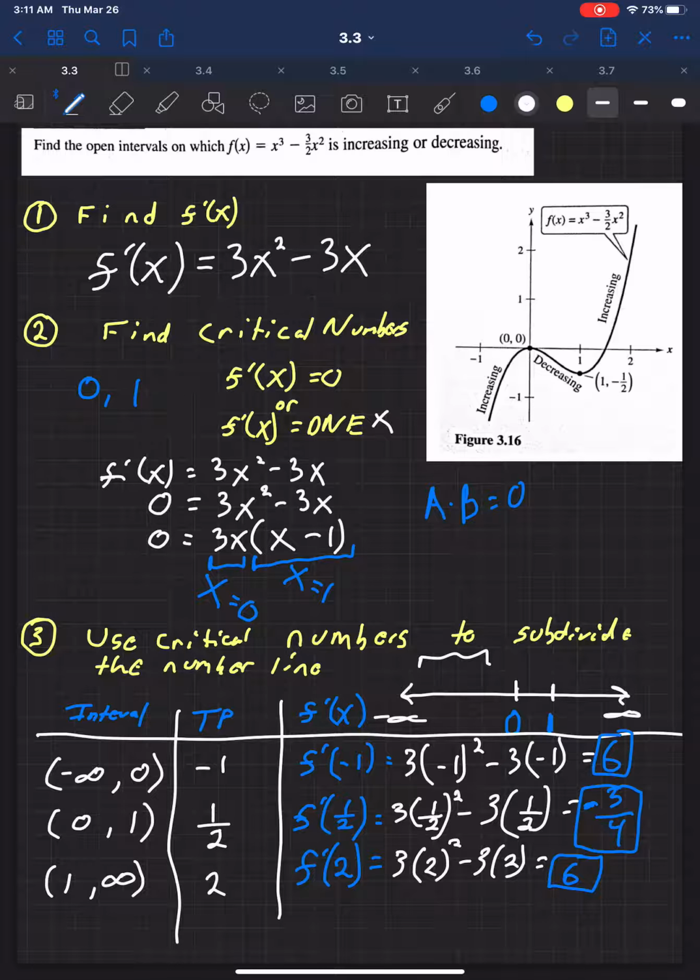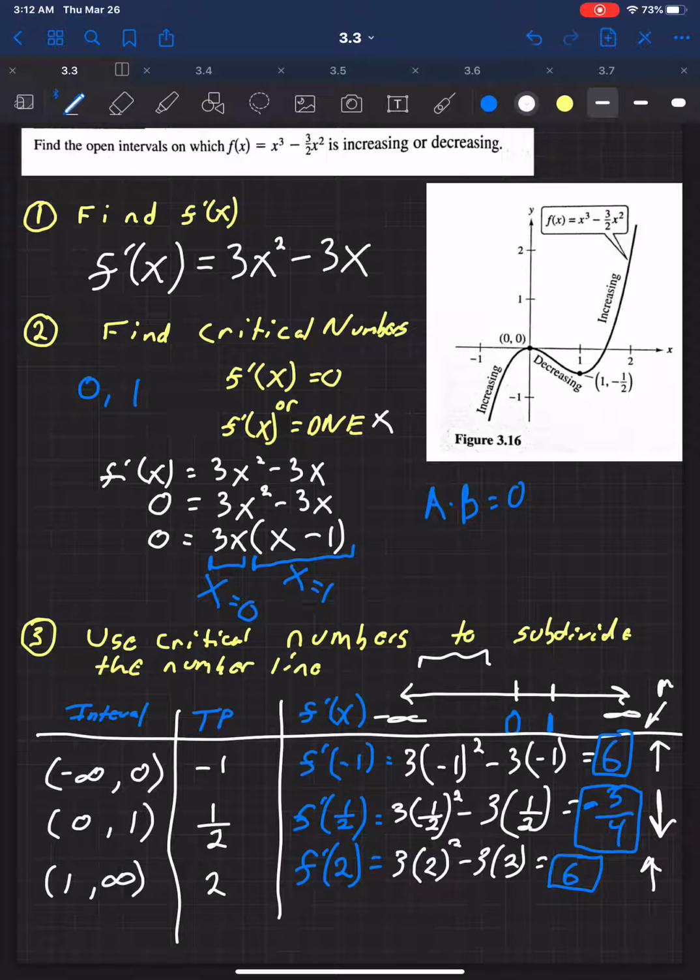Ready? So, a positive 6 would mean the slope is positive. The derivative produces slopes. This is a positive derivative, so let's make the statement that the function should be increasing. Now, negative 3/4, that's a negative slope. So the first derivative lets us make the statement that the function should be decreasing over that interval. And finally, again, another positive number, a positive slope. So that tells us that the function should be increasing over that interval.